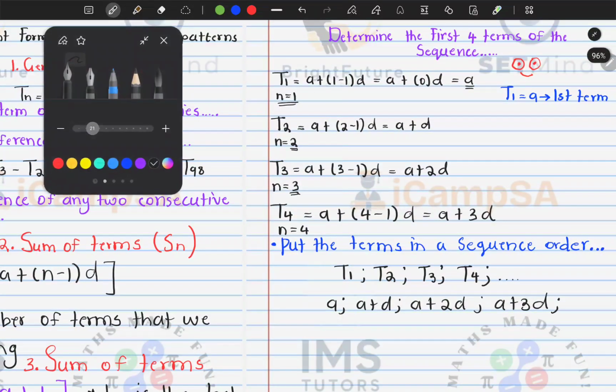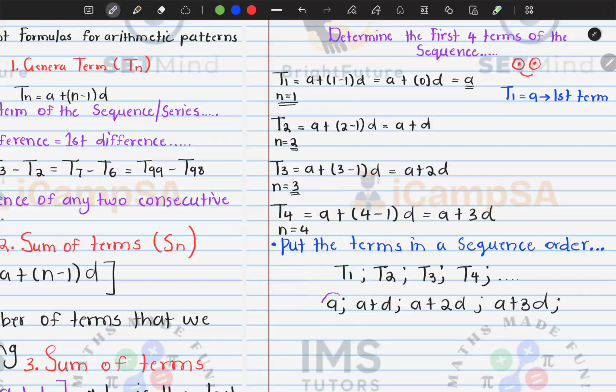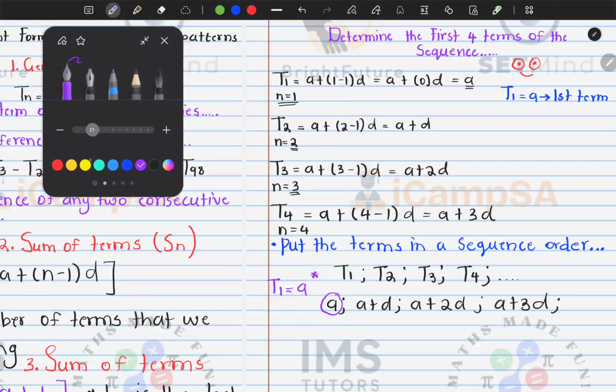What you need to observe is that the first term will always be equal to a. So T1 will always be equal to a. This is very important for us to make a note of. So I'll put in a star.